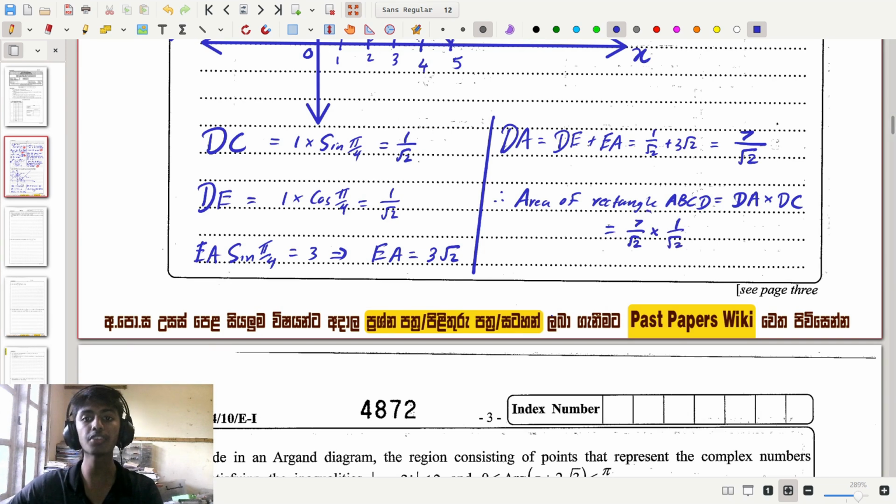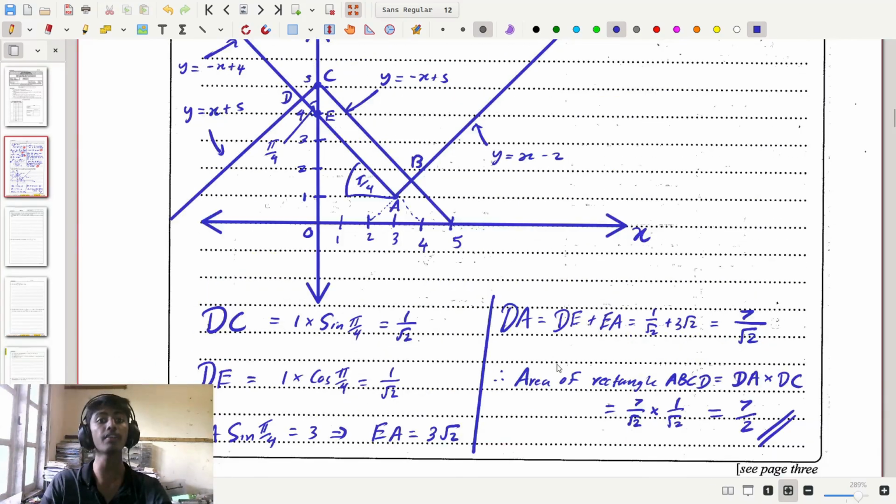So therefore our answer is 7 divided by root 2 times 1 divided by root 2, where we have 7 on top and root 2 times root 2, which is going to be 2, on the bottom. So therefore our answer is 7 over 2. And therefore the final answer for this question is 7 over 2.